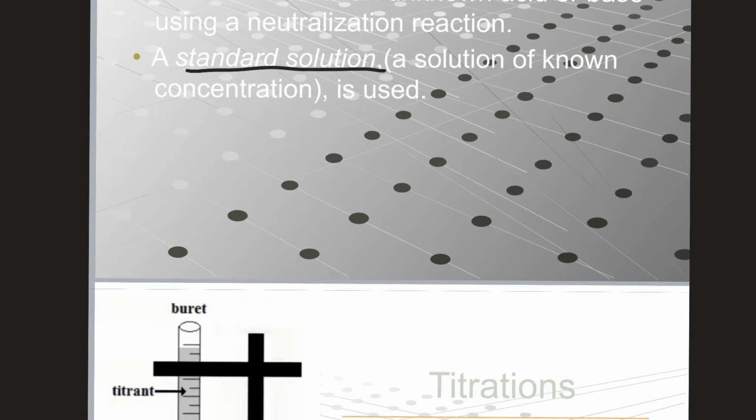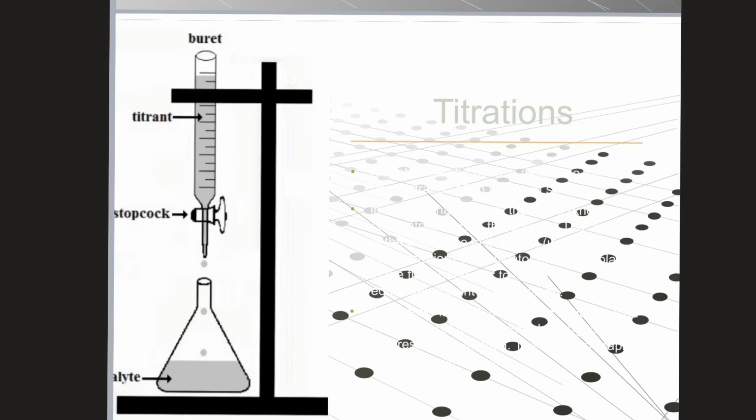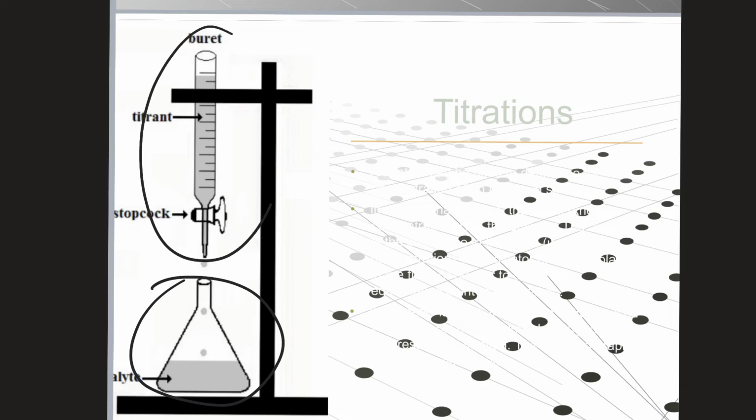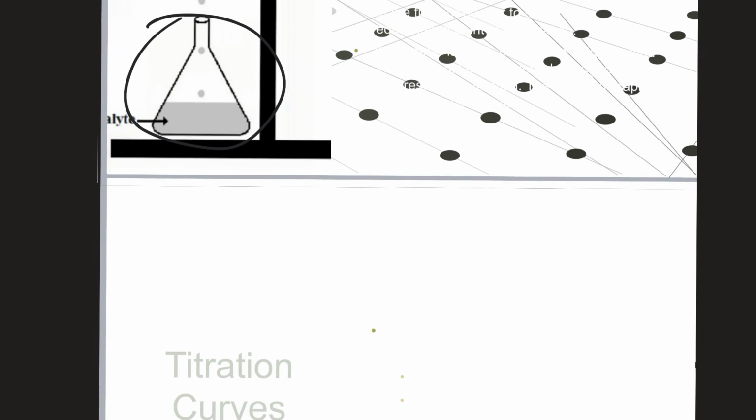We did this in class. You see exactly how it's set up. You have the burette. What's in the flask is what we call the analyte. What's in the burette, we call the titrant. So this is a titration, and with the burette, you're able to calculate how much of the titrant was used to neutralize the analyte.